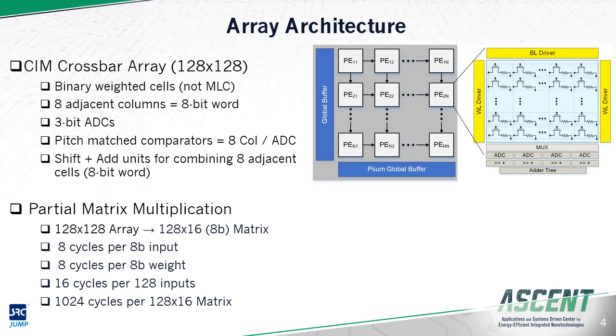We choose 3-bit ADCs because the state-of-the-art devices achieve 5% variance, making 8 rows, and hence a 3-bit ADC, a reasonable choice for 4 or 5 sigma error. We assume 8 adjacent columns share an ADC, so there is only one comparator per column. At the bottom of each array, we have shift and add units to implement the rest of our matrix multiplication. In the following slides, we will see how this configuration allows us to perform a standalone 128 by 16 partial matrix multiplication in 1024 cycles.